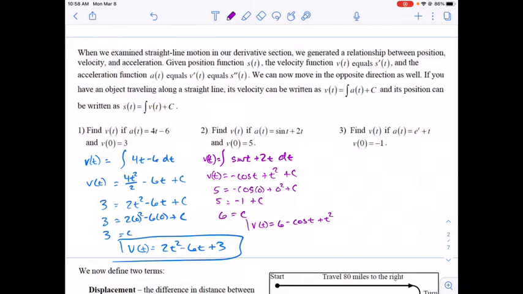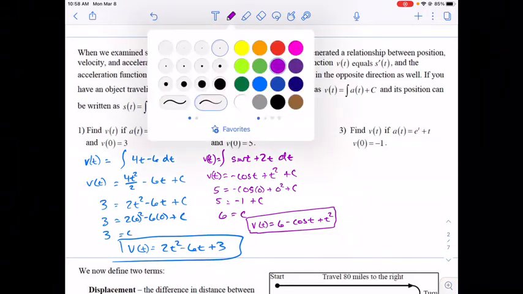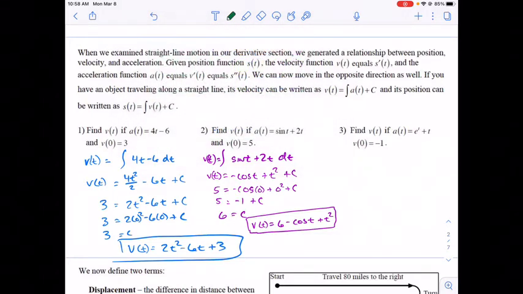Remember, sometimes they will rearrange that because they don't like to lead off with a negative function. But it's not wrong if you put the 6 at the end. So let's look at the last one here. Find v of t if a of t is equal to e to the t plus t.